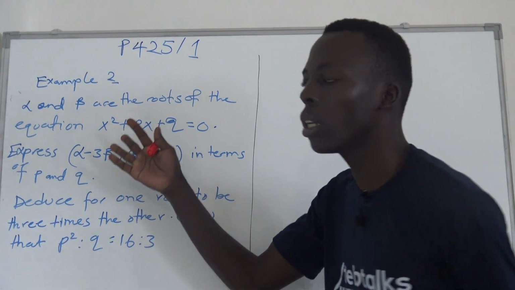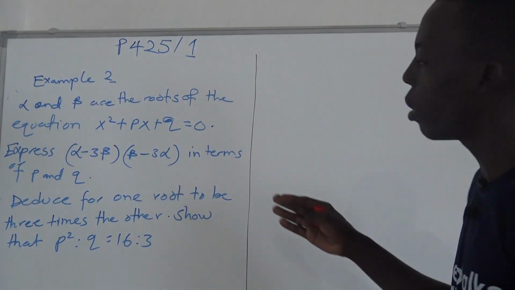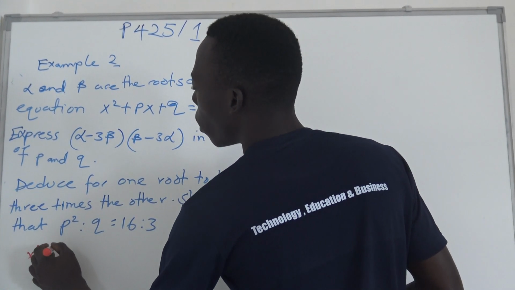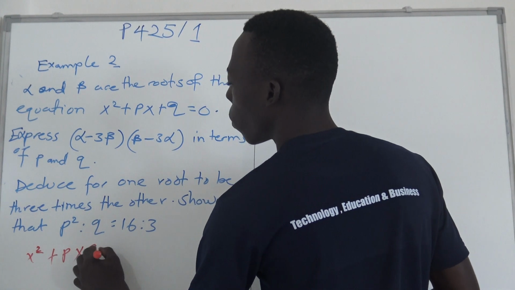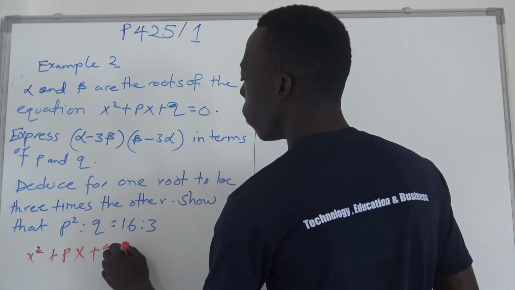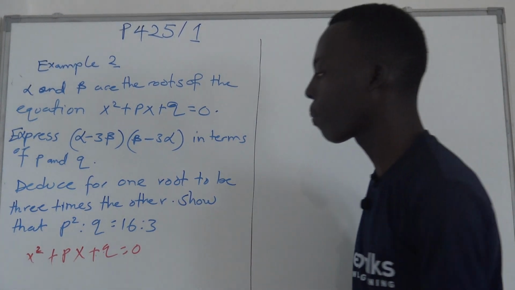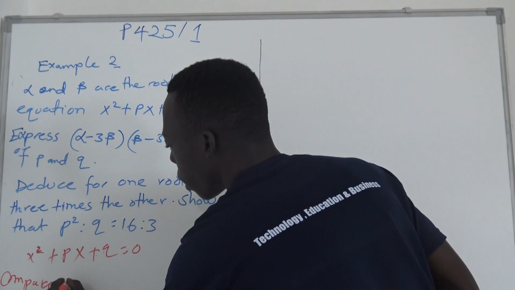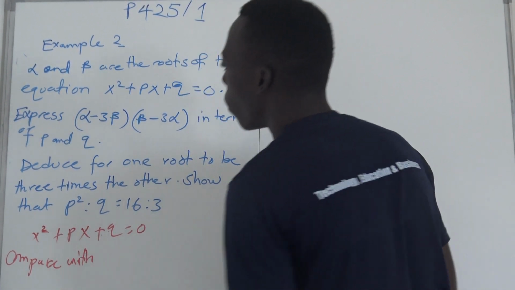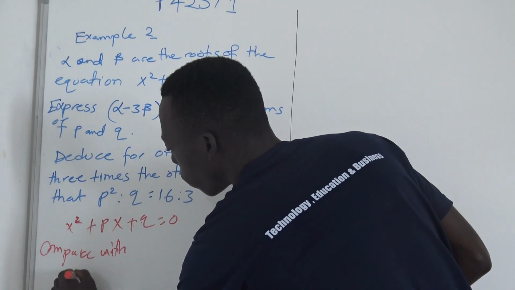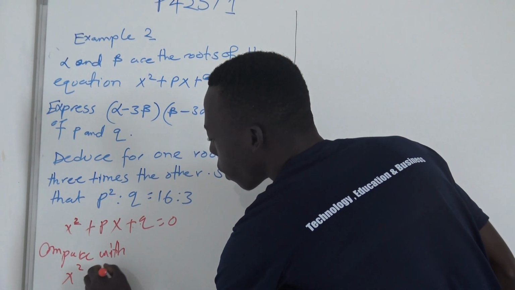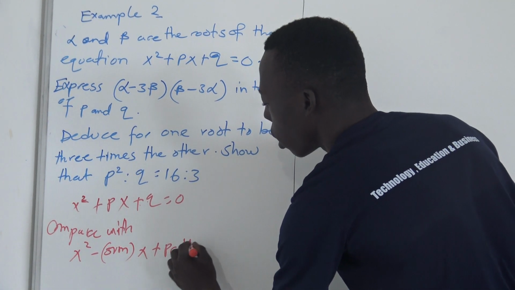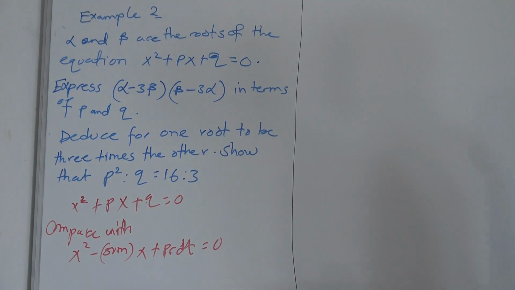We first compare this with the original equation, x squared plus px plus q equals 0. We compare it with what the general equation is, which is x squared minus the sum, times x, plus the product, equals 0. So we are comparing this with this.